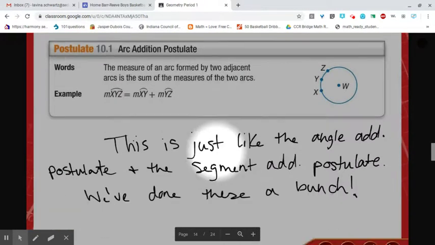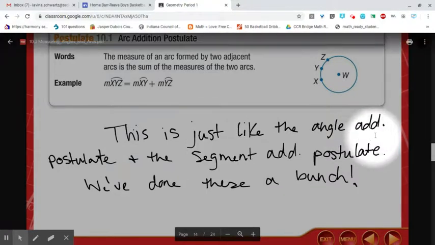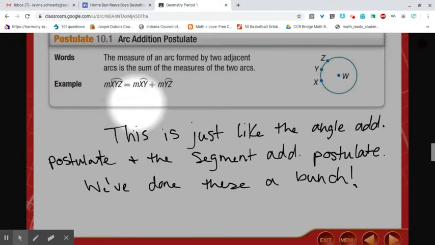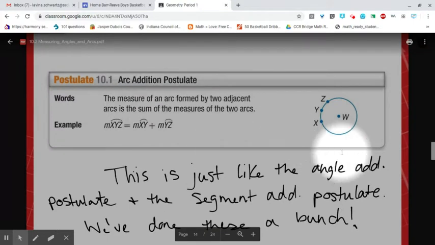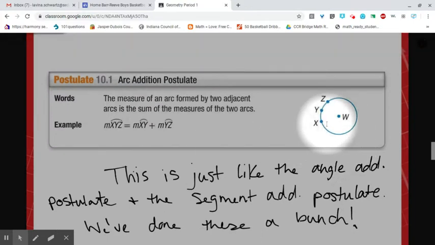Arc addition postulate. This is just like the angle addition postulate, the segment addition postulate. We've done these a bunch. So, the measure of arc XYZ is equal to the measure of arc XY and arc YZ. Imagine that.